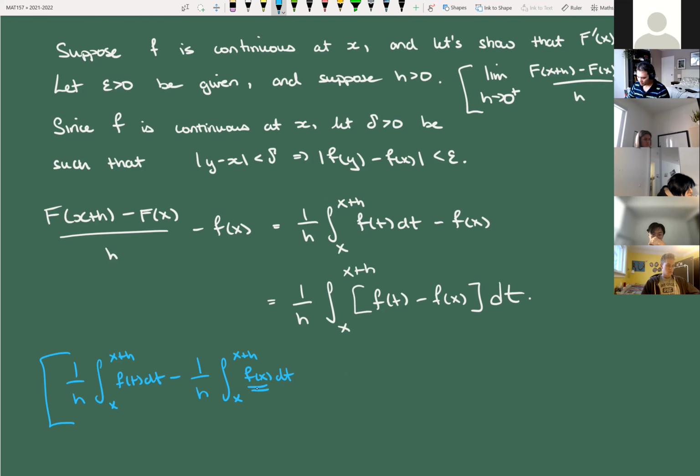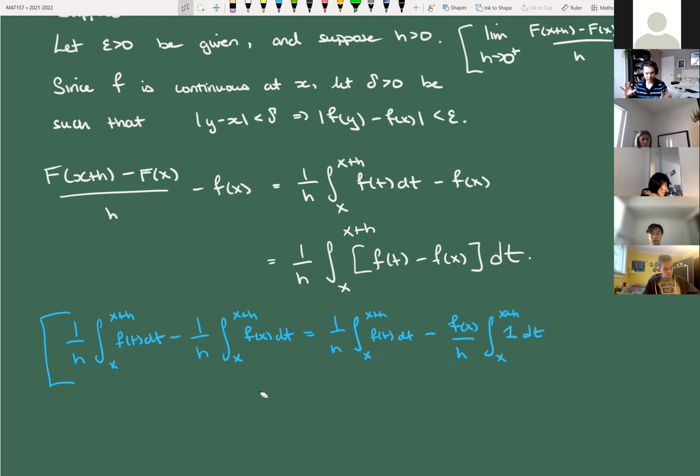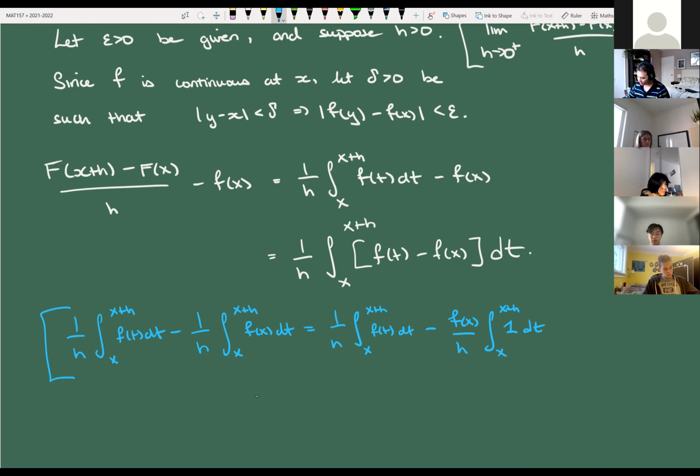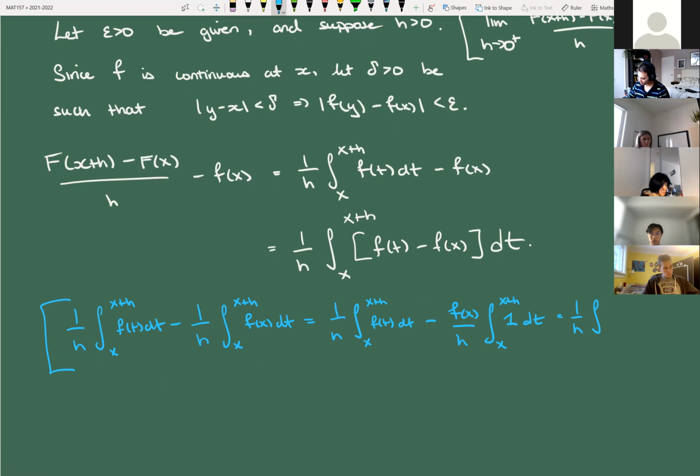Now, this thing here, f of x, this is constant in t, right? So I can actually just take it out. So I get that first thing still just hanging around, x to x plus h, f of t dt, minus f of x over h times the integral from x to x plus h times 1 dt, right? So I just took the f of x out. Okay, yeah, exactly, we have to remember what is the variable here and what's not. And then the integral of 1 is just h on this interval, and that's just going to give us the thing that we started with.